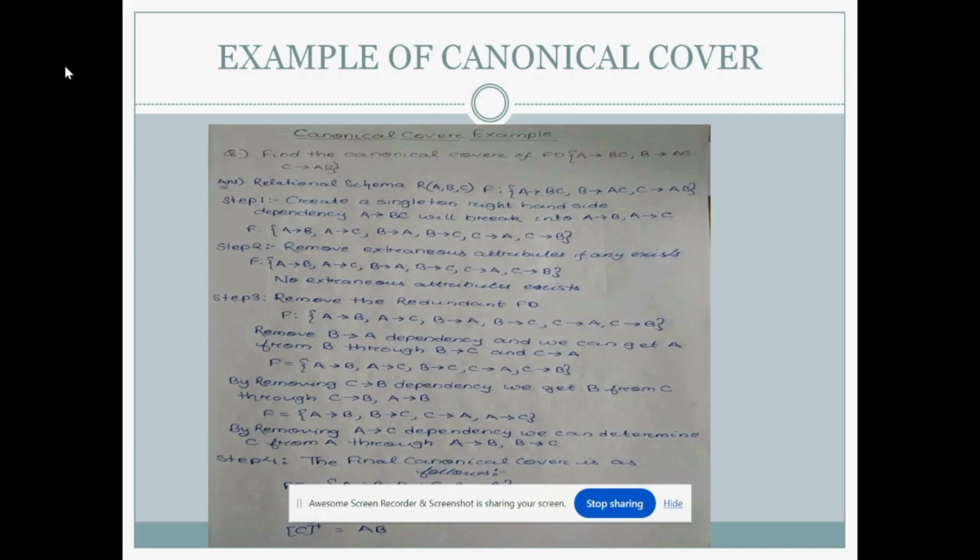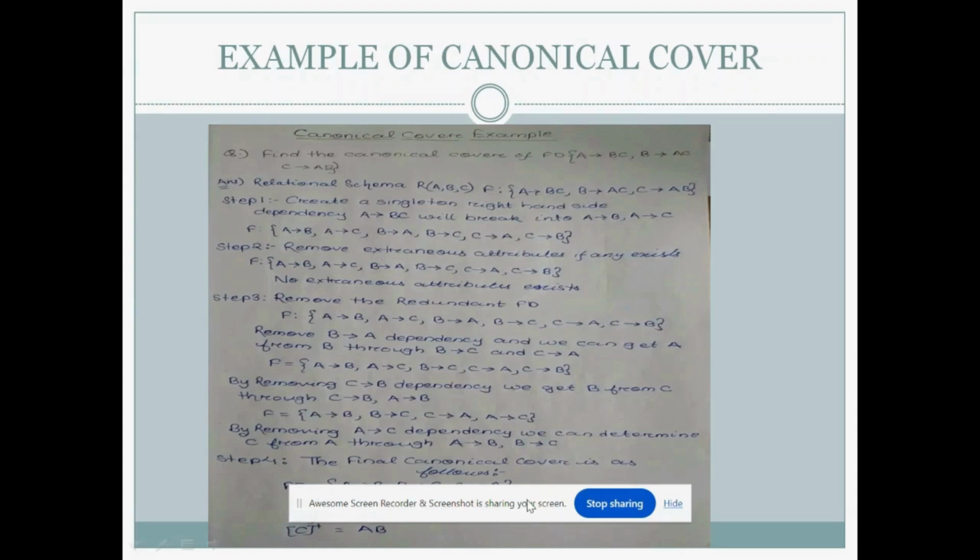Remove B implies A dependency, as we can get A from B through B implies C and C implies A. So now the functional dependency F is equal to A implies B, A implies C, B implies C, C implies A, C implies B. By removing C implies B dependency, we get B from C through C implies A and A implies B. So now F is equal to A implies B, A implies C, B implies C, C implies A. By removing A implies C dependency, we can determine C from A through A implies B, B implies C.